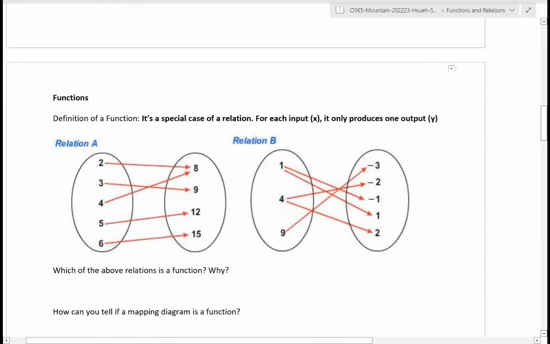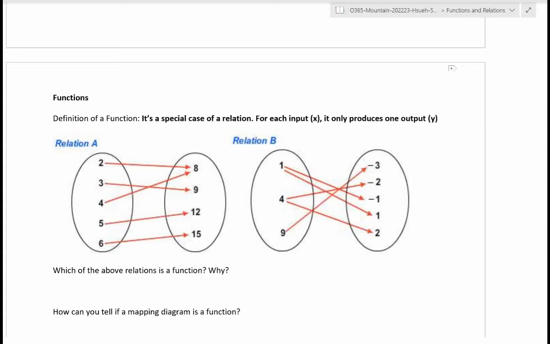Okay, we're looking at the functions. Here it says definition of a function. It's a special case of a relation. Okay, so let me get that straight. A function is also a relation. Okay, but it's a special case of relation. So a function is a relation. However, a relation might not be a function. Okay, so there could be other types of relations that are not functions. But if it's a function, then it's a relation, okay?